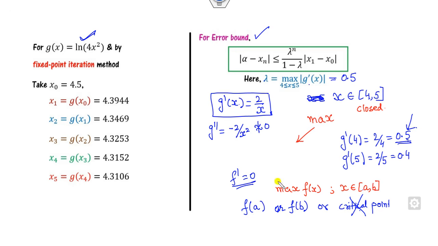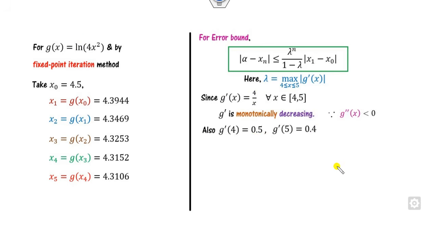You can simply apply this method. Find the derivative at the 4 and 5 like this. So clearly the maximum is occurring at the end points or at the critical point, but the critical point does not exist in this. So the maximum value of lambda is my 0.5.